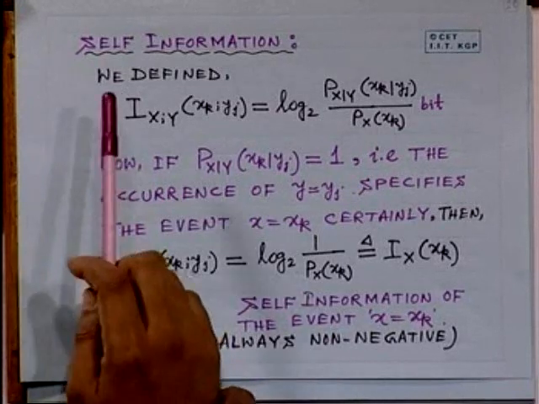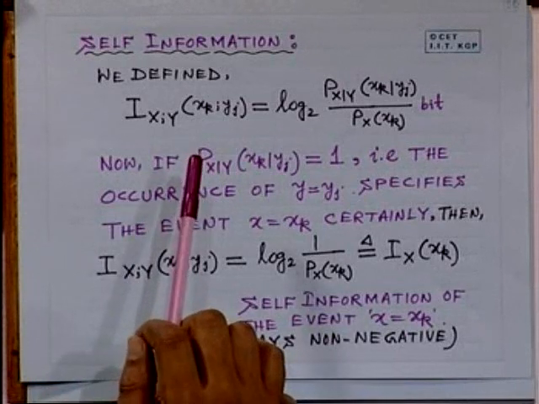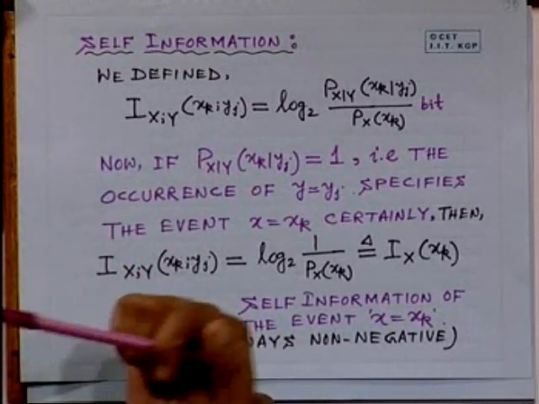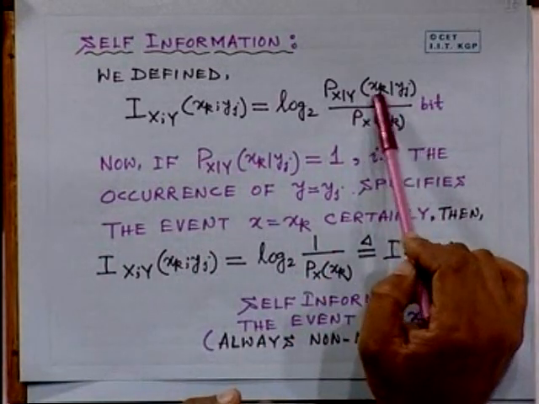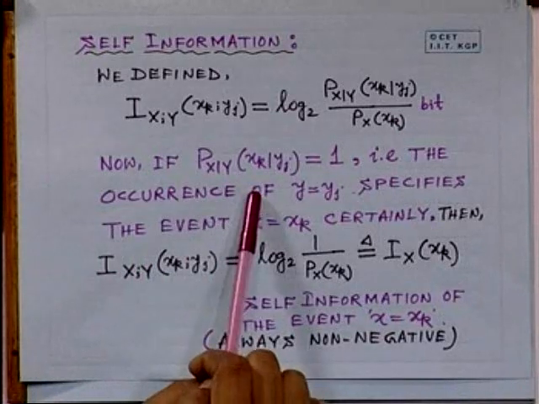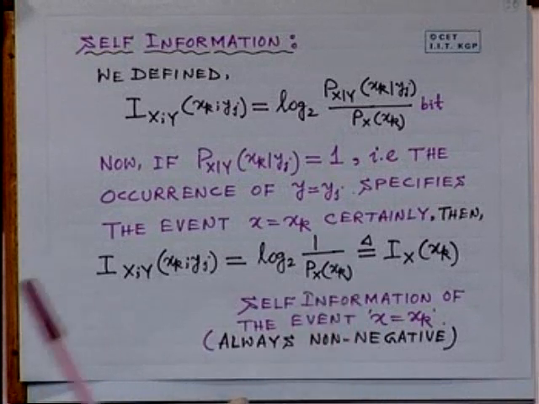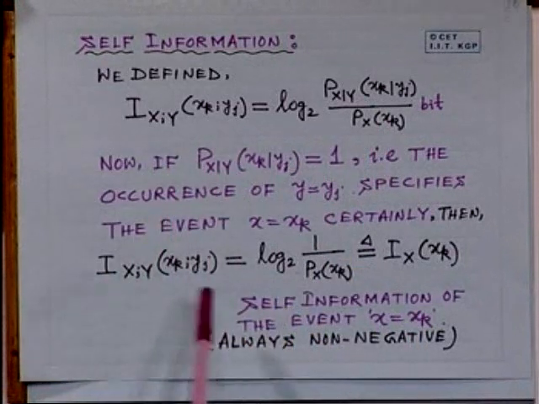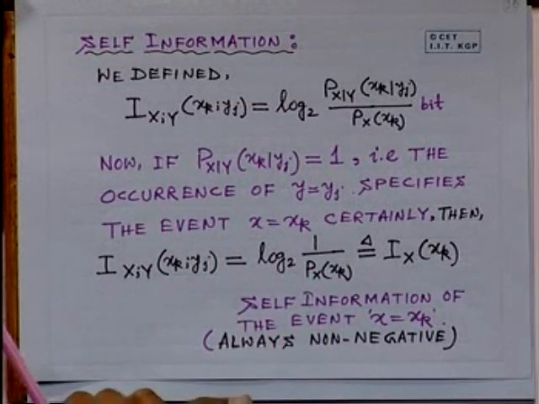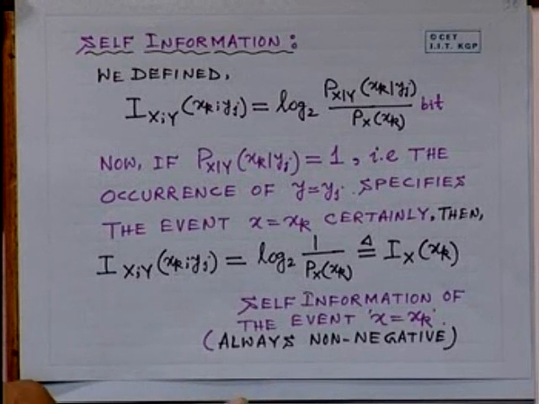I am trying to define a new term called self information, as a special case of mutual information. What I am assuming is that if the numerator here, this conditional probability, is 1, then we get a familiar form which we have encountered earlier. When the numerator is 1, this mutual information now looks like log of 1 upon p of x k. And when we talked about quantifying information, we used this expression, is it not?